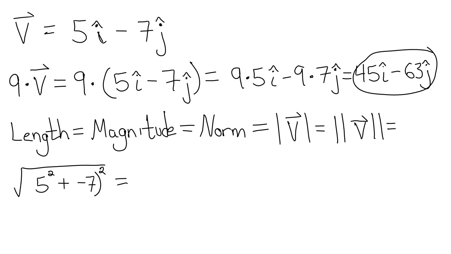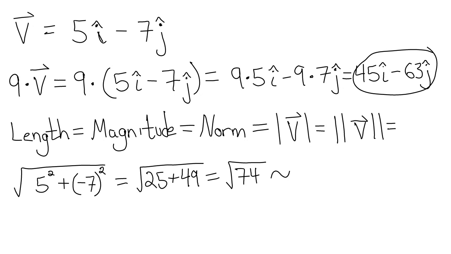What's 5 squared? 25. Very good. What's negative 7 squared? 49. What's 25 plus 49? 74. What's the square root of 74? 8.4 or something? I got 8.6. We'll leave it at 8.6. Thank you.